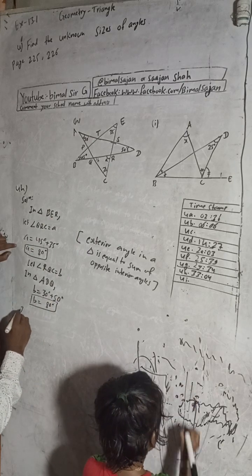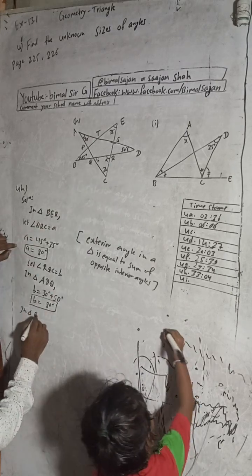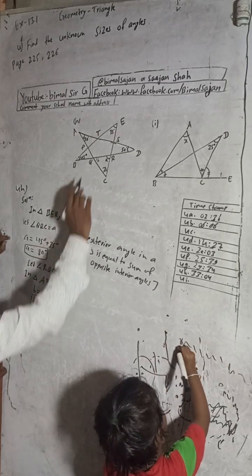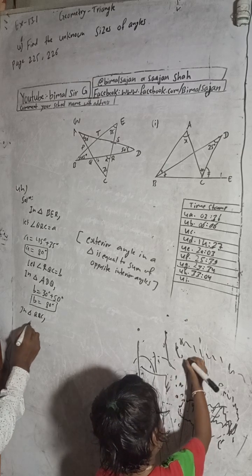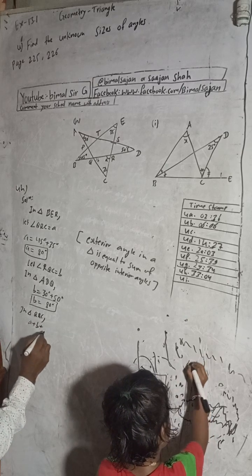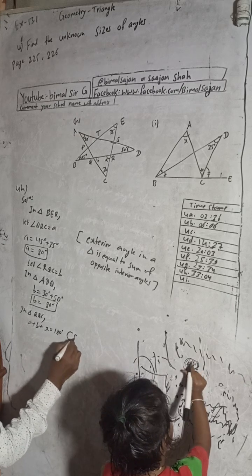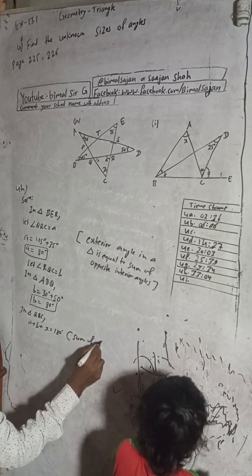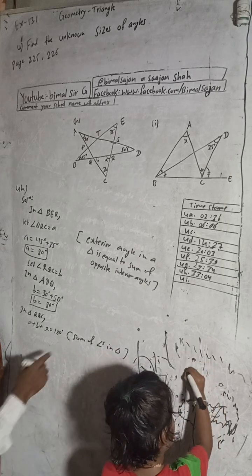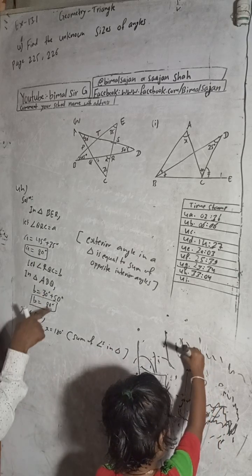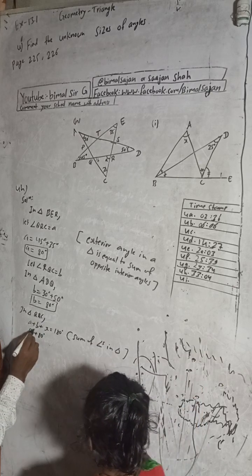Now consider the triangle QRC. B plus A plus x is equal to 180 degree, so A plus B plus x is equal to 180 degree, the sum of angles in a triangle. A value is 80 and B value is 80. So 80 plus 80 degree.